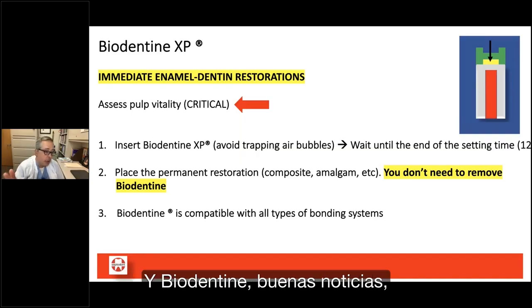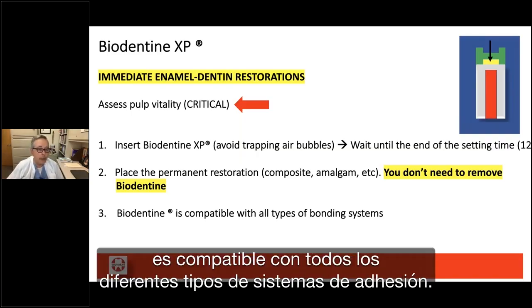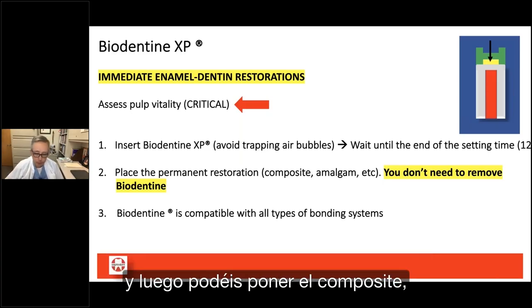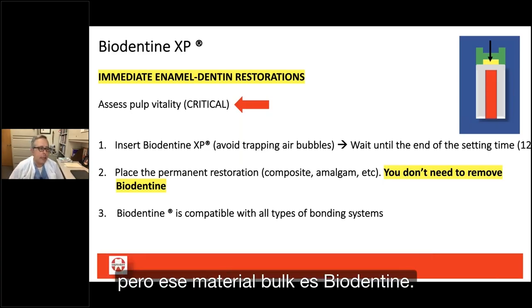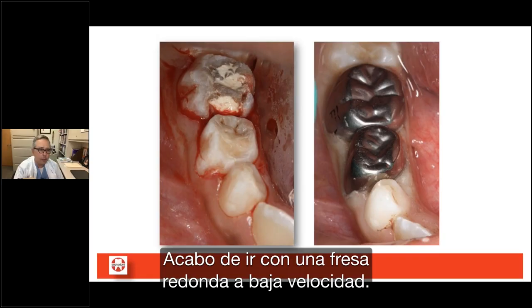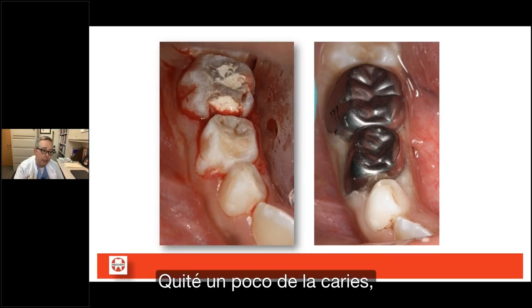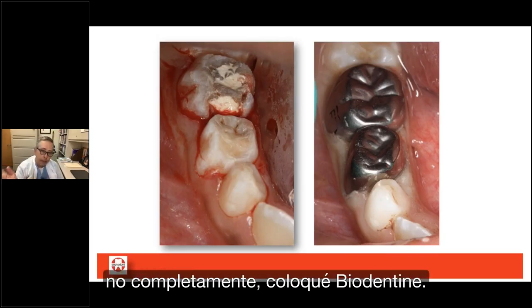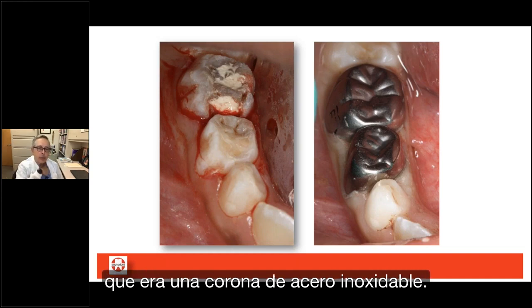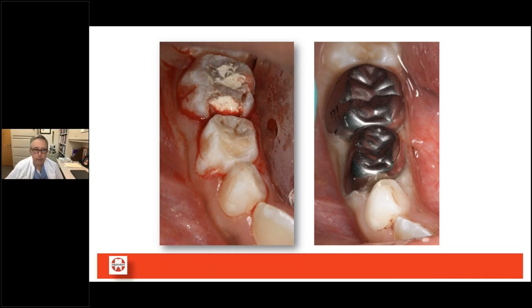And Biodentine, good news, is compatible with all different types of bonding systems. So you can etch and bond over the Biodentine, and then you can put your composite. But that bulk material is Biodentine. So this is actually the same example. I just went around with low speed, removed a little bit of the decay, not completely, placed Biodentine, and then over the Biodentine, I placed my final restoration, which is a stainless steel crown.